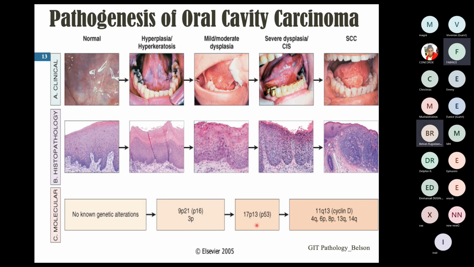So then we have a mutation in chromosome 17, where there is a gene P53 that you know very well, the guardian of the genome. And if it is there, then it leads to severe dysplasia. Then if we have additional mutations listed here in the cyclin and so on, a squamous cell carcinoma develops. So this shows that it usually takes time to get into squamous cell carcinoma.